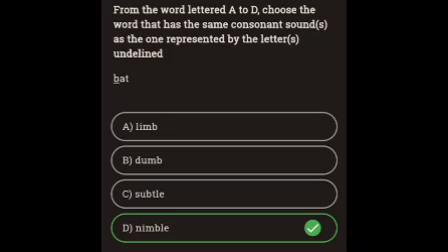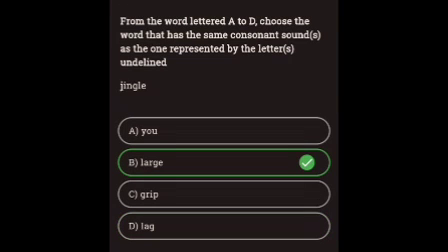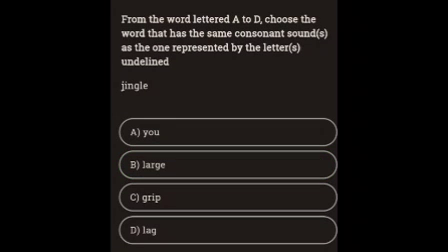From the words lettered A to D, choose the word that contains the same consonant sound as the one represented by the letters underlined. We have jingle, and consonant J has been underlined. So we have option A, you, B, large, C, grip, and D, leg. You have to pick the correct answer that contains the underlined sound.